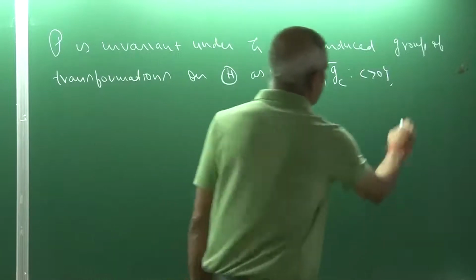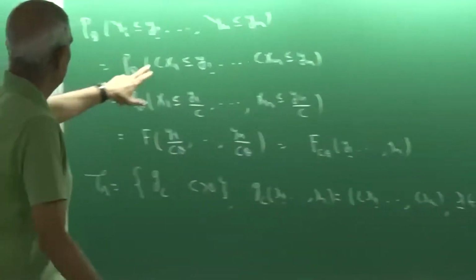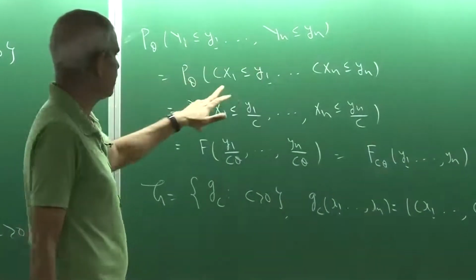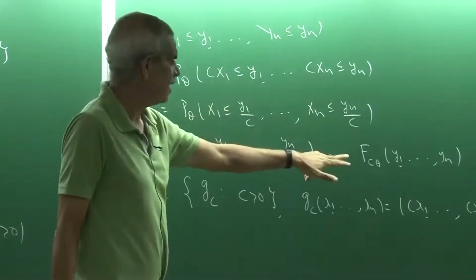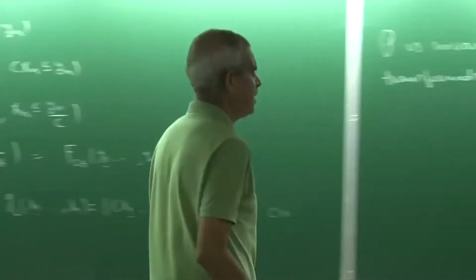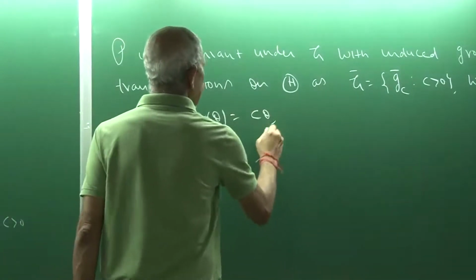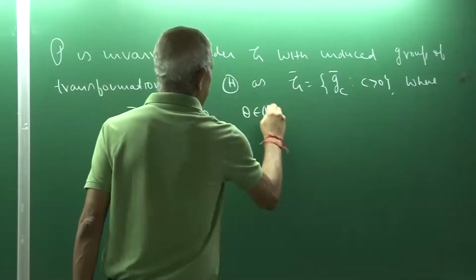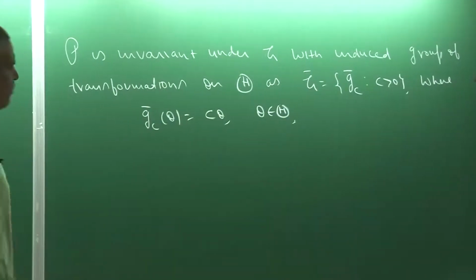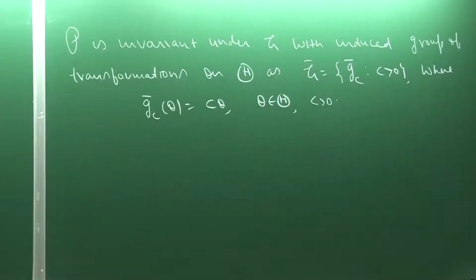And how is this G bar C defined? This G bar C is coming from here, because my transformed variables y1, y2, yn, which were nothing but Cx1, Cx2, Cxn, again have a distribution belonging to this family with theta replaced by C theta. So my G bar C theta becomes C times theta, where theta belongs to parameter space theta, which is 0 to infinity for every C. So my P is invariant.